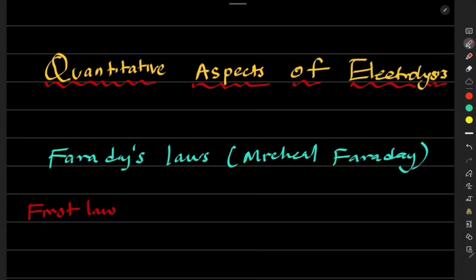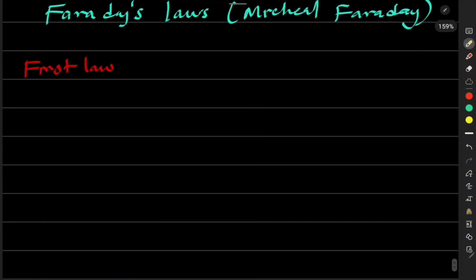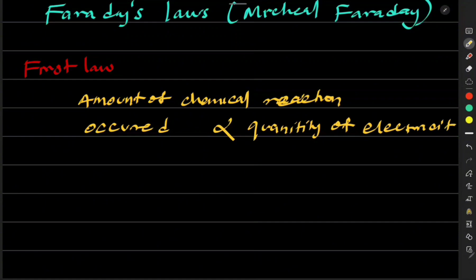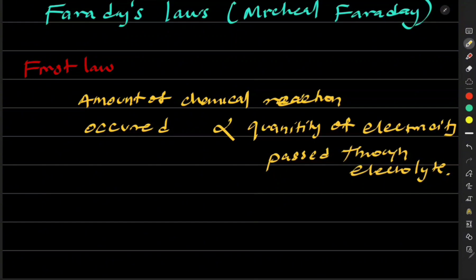First law: the amount of chemical reaction occurred is directly proportional to the quantity of electricity passed through the electrolyte.